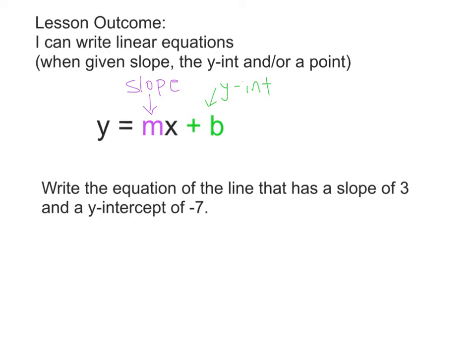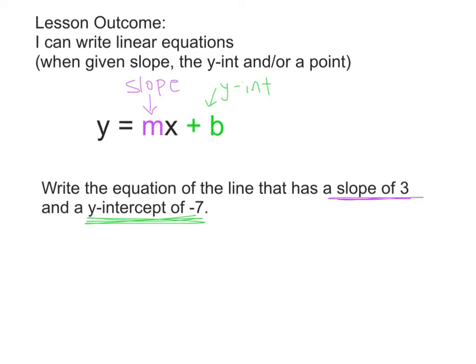So if we read this question, write the equation of the line that has a slope of 3, I'm using purple for slope here, and a y-intercept of -7, green for our y-intercept, we're supposed to write this equation. Well, it's pretty straightforward. We need to put this 3 in where we see the slope, so the 3 goes in for m, and we need to put this -7 in where the y-intercept goes in the equation, which is here. The y-intercept is plus b here.